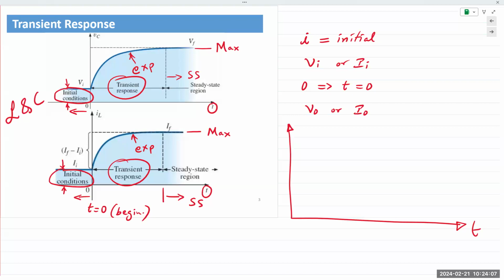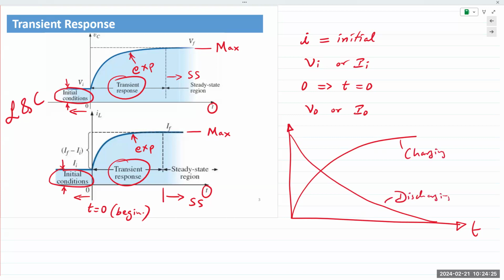So both these charts illustrate a charging portion. Discharging is also exactly the same. If charging goes like this, discharging simply goes like this. Charging, discharging. And the beauty of this is that it's all exponential in nature. Whether it's charging or discharging, they're all exponential.